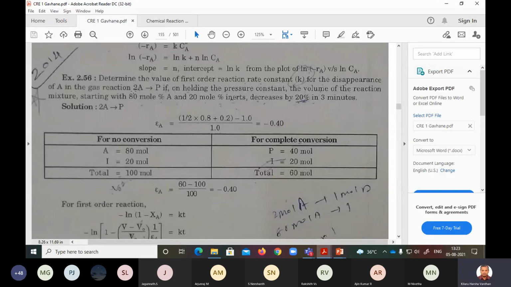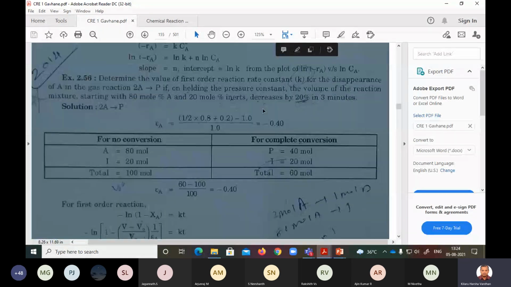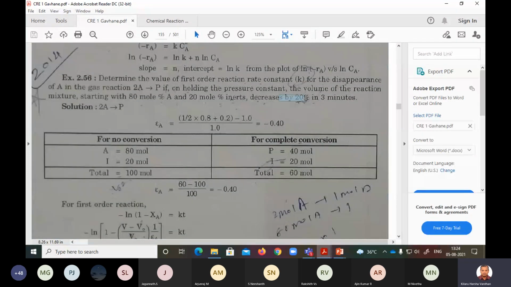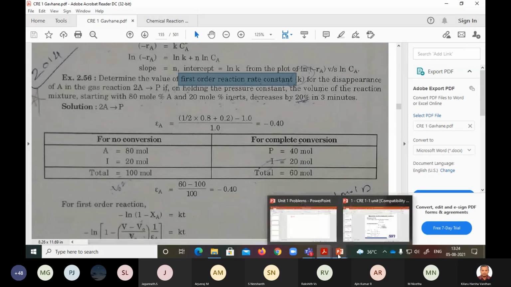So the reaction is given. Since it is a constant pressure process and a gaseous phase reaction, the volume is definitely changing. With 80% A, the volume decreases by 20% in 3 minutes. He is asking you to calculate the first order rate constant K. How do we find out the K?